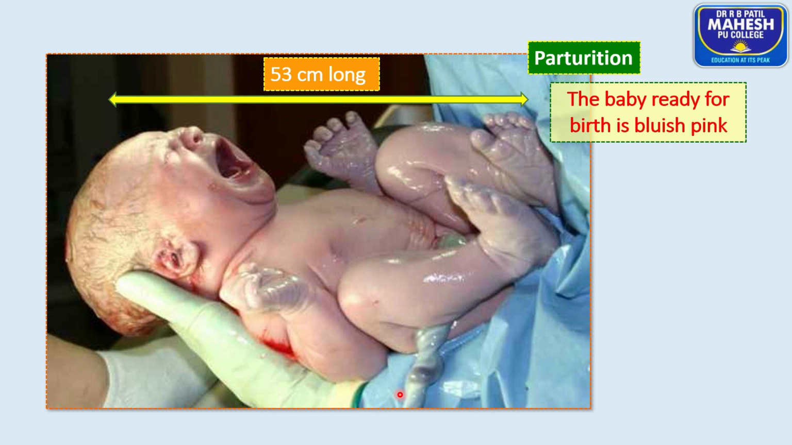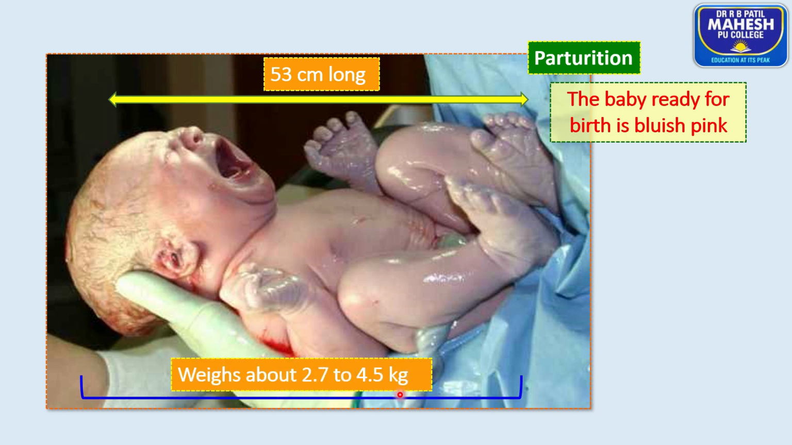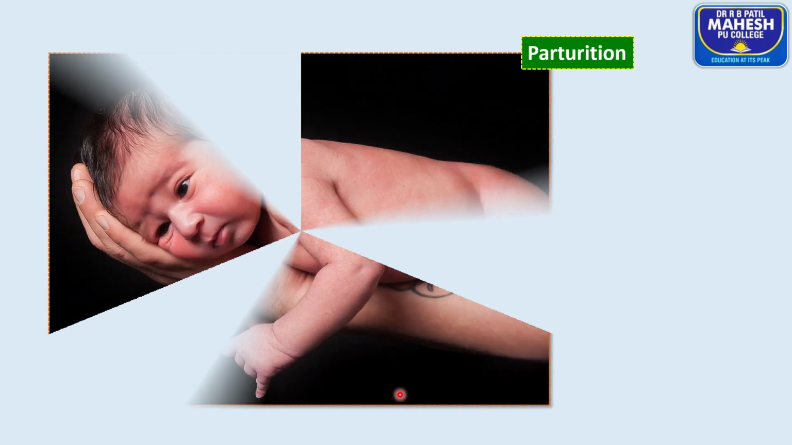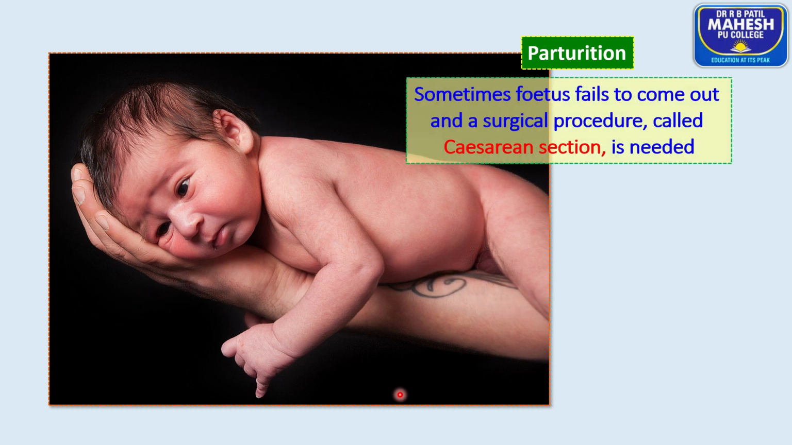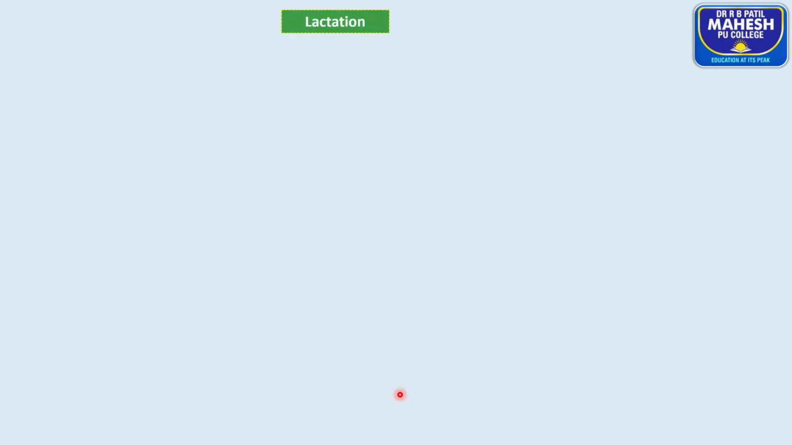At the end of parturition, the length of the baby is about 53 centimeters and it weighs about 2.7 to 4.5 kgs. Sometimes the fetus fails to come out from the mother's womb. In that case, a surgical procedure is involved, and that is called cesarean section. So this completes the parturition process. Next, we'll move on to lactation.